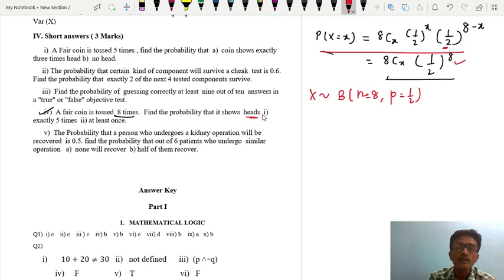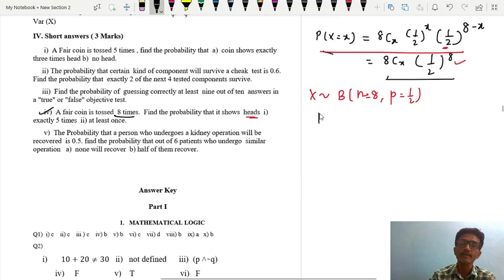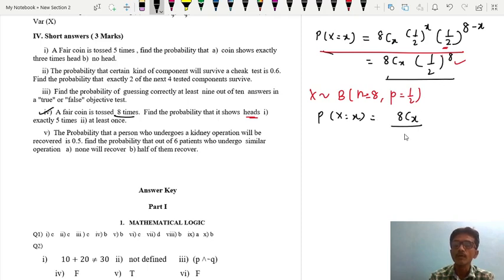Now here probability P of x is equal to 8Cx upon 2 raised to power 8. So it is 256. Then exactly 5 times means x is equal to what? 5. Exactly 5 times means x is equal to 5. So first option, first sub question.